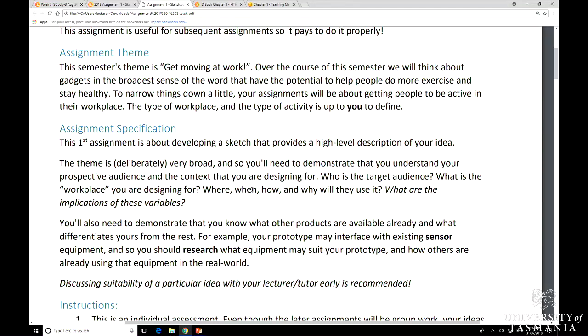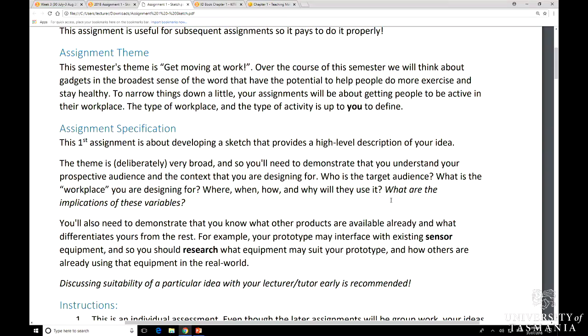The variables of where and when, so is it that they're going to use it every 5 minutes? Are they going to use it every 10 minutes? Are there no constraints on this? Is it every hour? And why are you making these decisions? There's a lot you can talk about here in 500 to 750 words, and I imagine if you really delve into this topic of what are the implications of these variables, you'll probably struggle to not go over the word limit. So try and keep it concise.